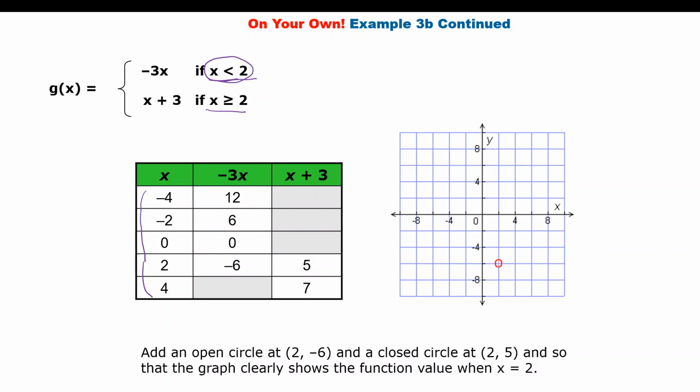All right, so here's our point, and there's our ray. And then we're going to have a closed circle at 2, 5, because it's equal to. So I'm going to have a closed circle here. And just go ahead and plot those points and make a ray, and that's what your graph looks like.